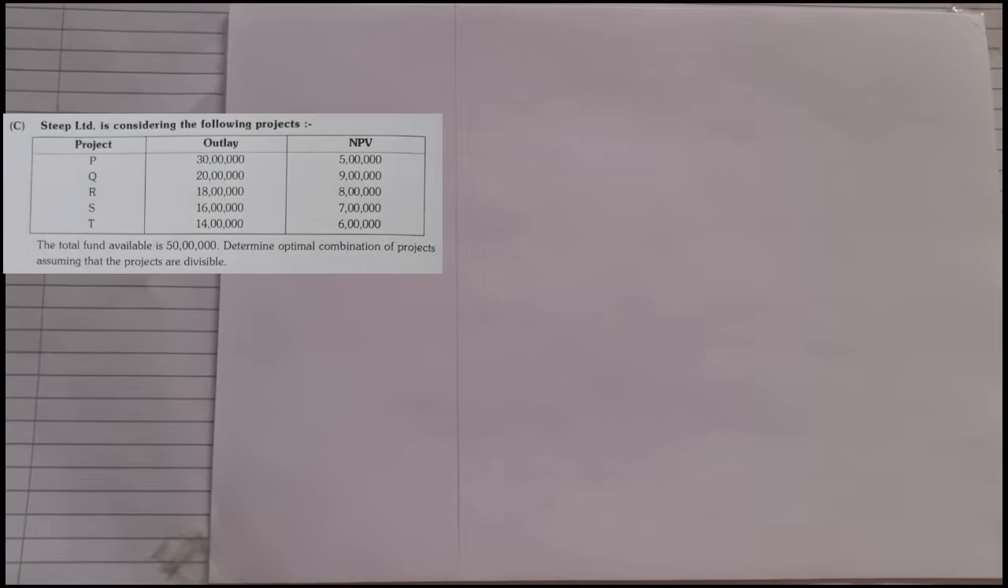Now question number 3C reads as: Sheep Limited is considering the following projects, P, Q, R, S, T. There are 5 different projects having different outlays, and the NPVs are given. The total funds available is 50 lakhs. Determine the optimal combination of projects, assuming that the projects are divisible. They are asking you to find various combinations so that your optimal solution has the highest profitability.